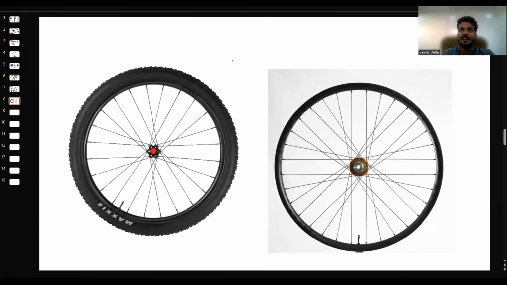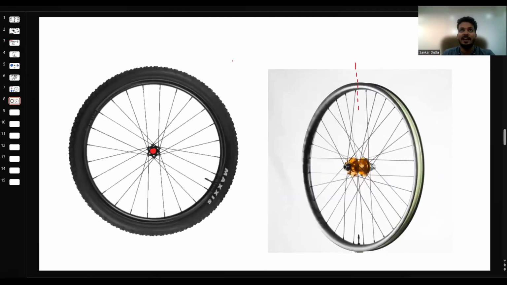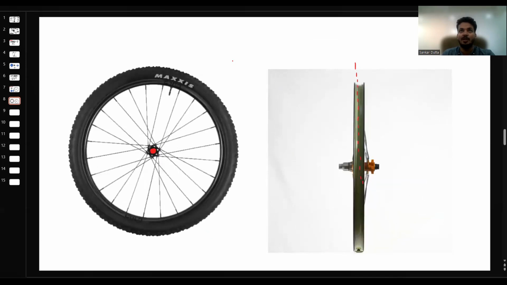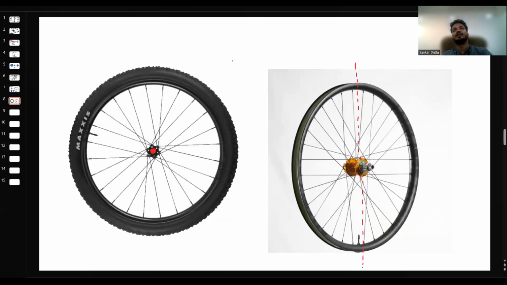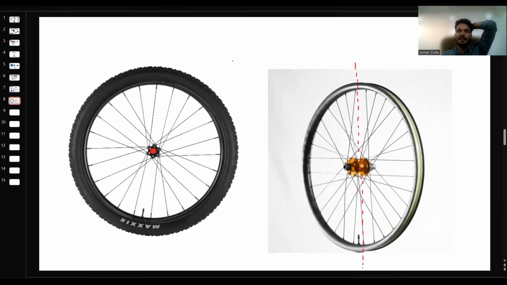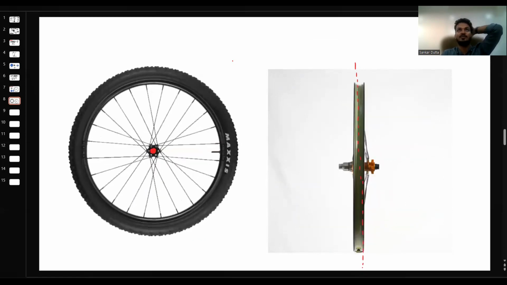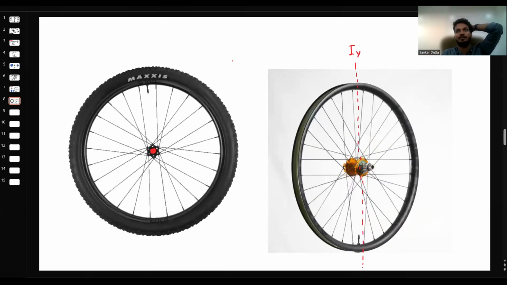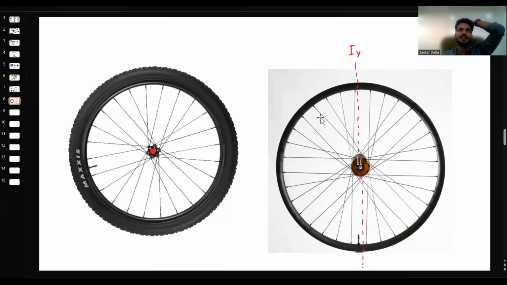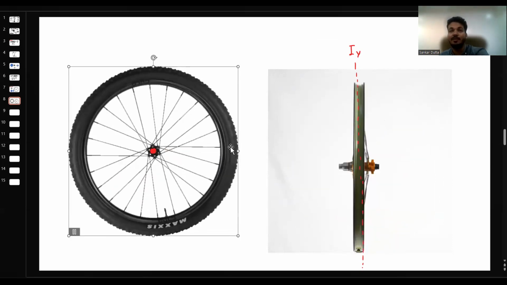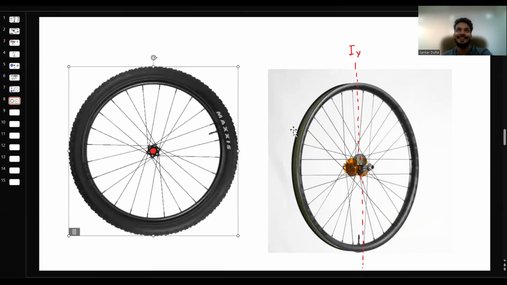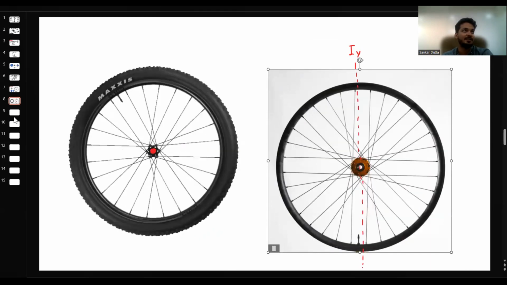Okay, now in this scenario though, the rotation is actually happening about this axis, which is actually in the plane of the wheel, and it's going to be slightly different. Okay, so this is what we are calling iy. Okay, now my question to you is this: is iy going to be different than ix? Okay, now what do I mean by that? Well, let me draw it one more time.